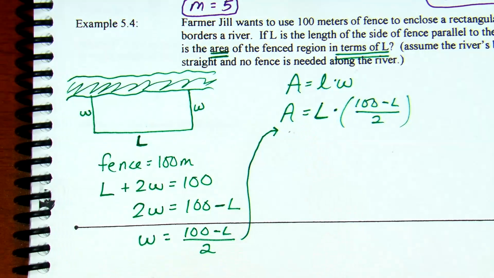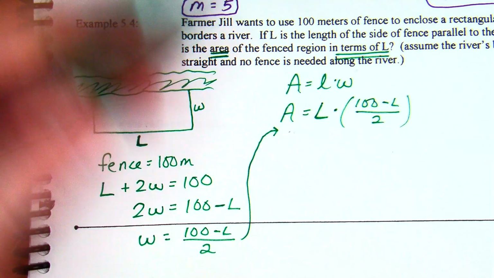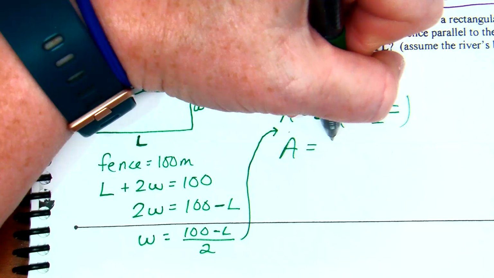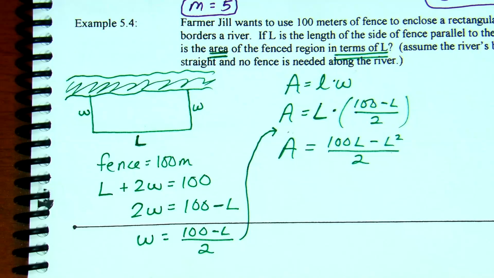All you can do past here is you can do some cleanup. There's not just one right way to express this. So if I distribute the L, that L is going to multiply through on the top, right? It's like L over 1. So I'm going to say 100L minus L squared all over 2. And then you can also split that.